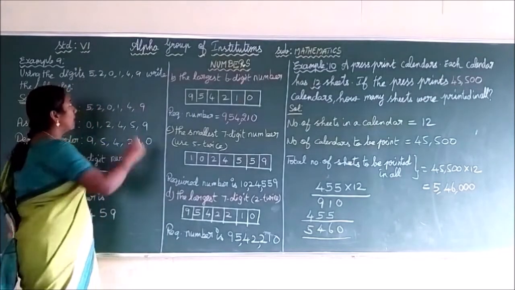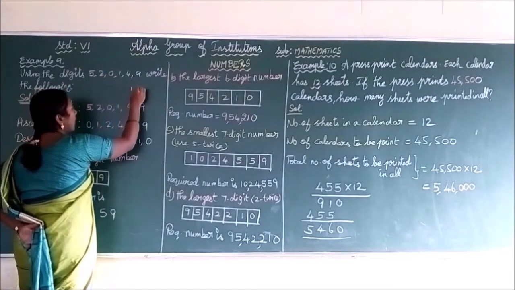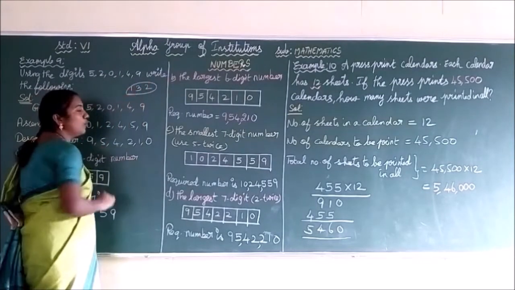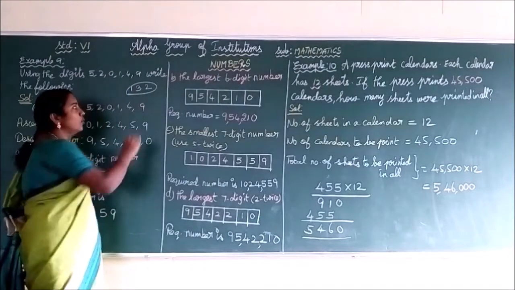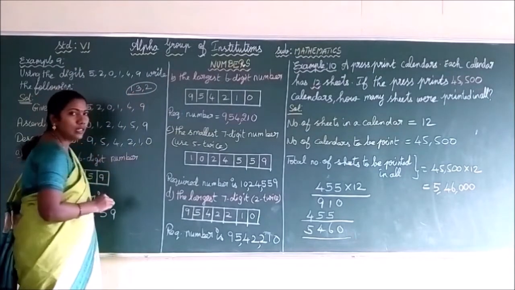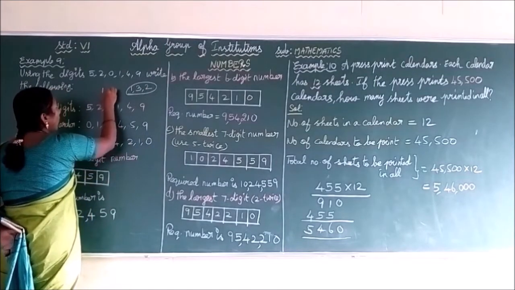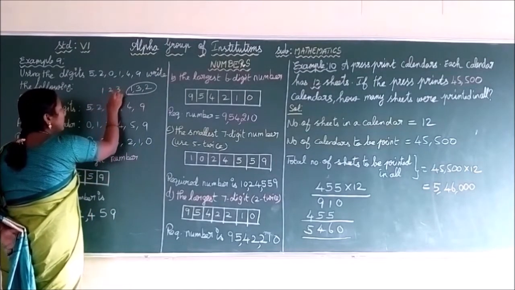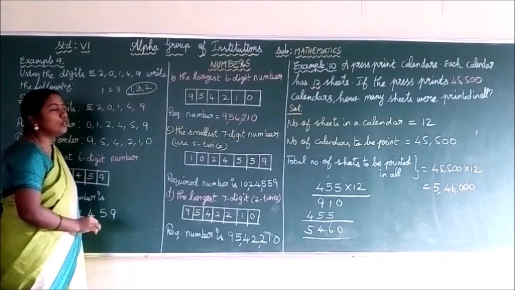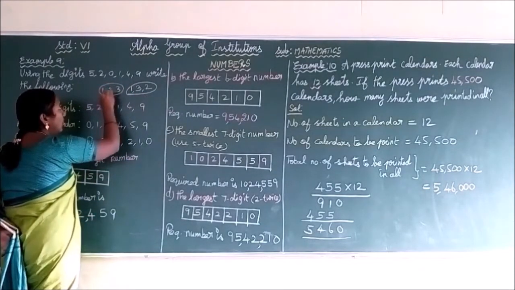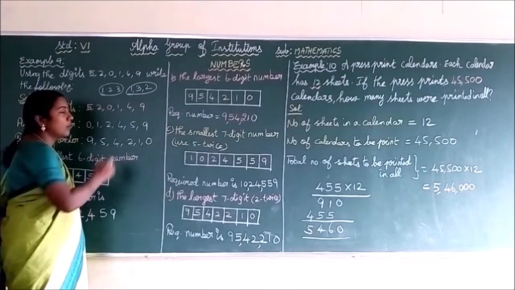For example, children, if the given numbers are 1, 3, 2, how do you form the smallest number using these 3 numbers? You have to arrange the numbers in ascending order. How do you arrange it? 1, 2, 3. This is the ascending order. Thus, using the 3 numbers, we are forming the smallest number, 123.